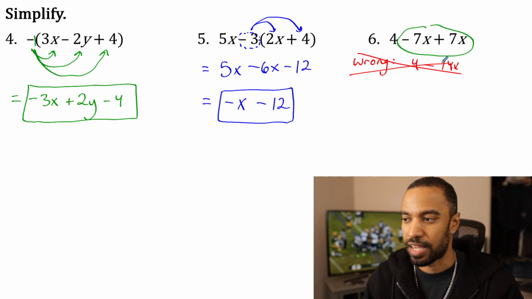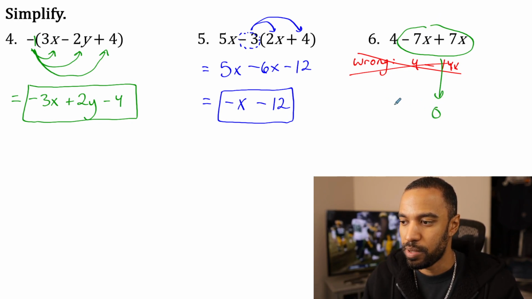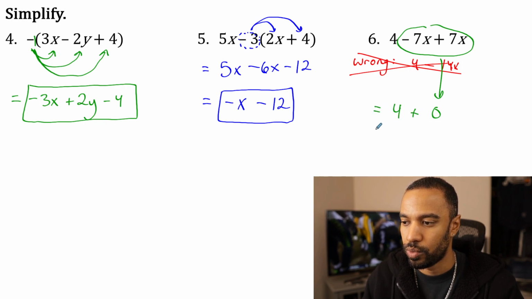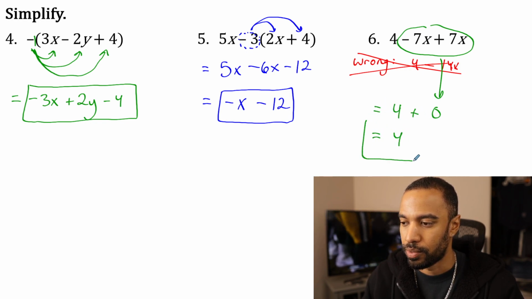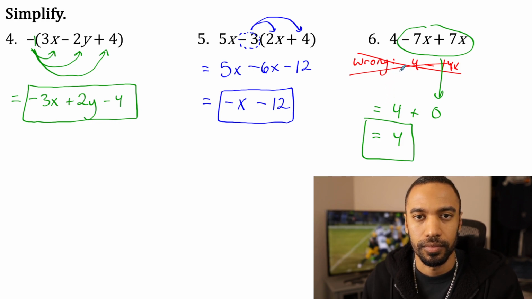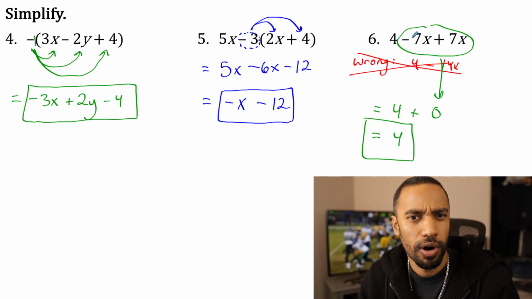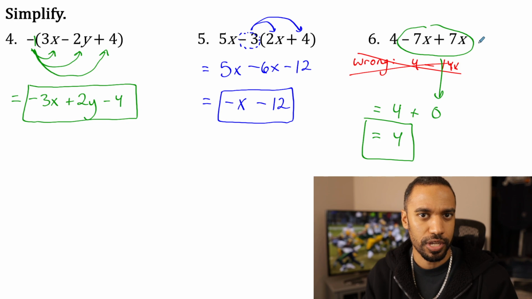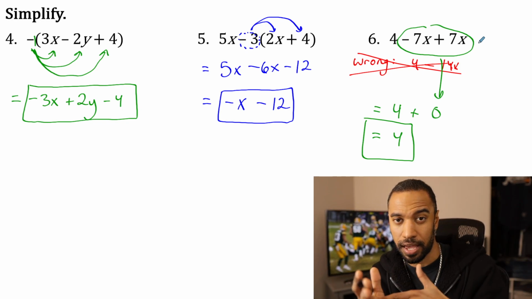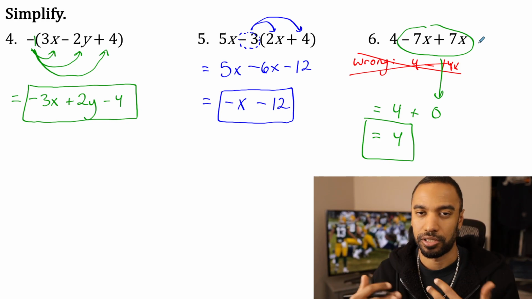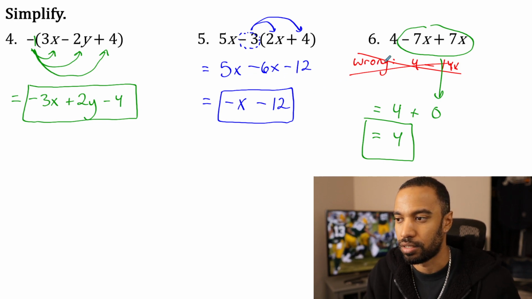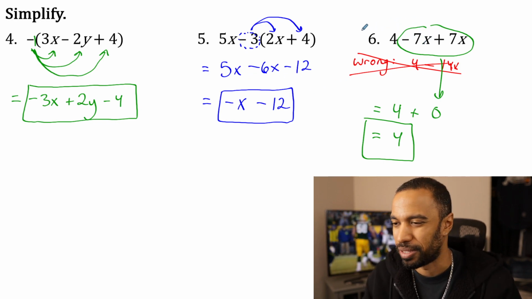Negative 7x plus 7x is just 0. So this becomes 4 plus 0, which is, of course, 4. Your result to that is 4. Okay? Think of it as just 4 minus 7 plus 7. If you take 4, subtract 7, and add 7 back, you're back at 4. Because the negative and positive 7s canceled each other out. That's the thing. I feel like this should have been the first problem, but that's okay.